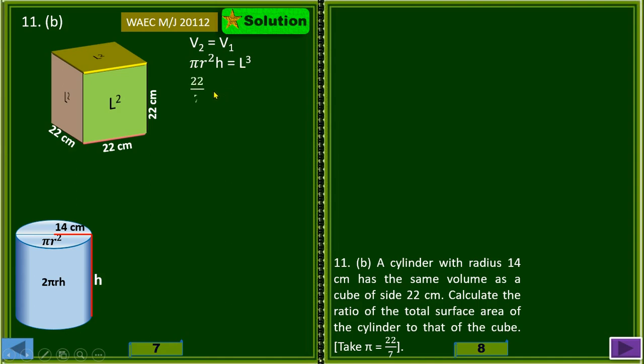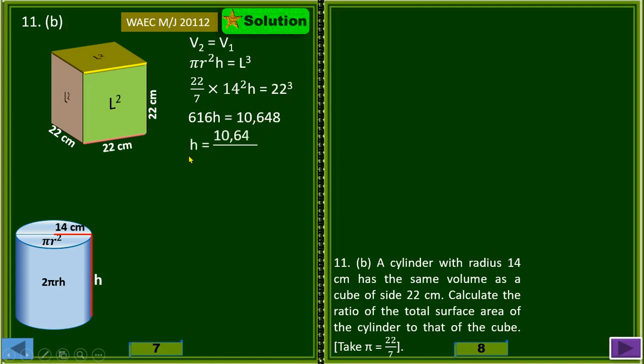So pi r squared h will be equal to L cubed. Now we substitute the value of pi, 22 over 7, and the radius 14. The height is not given, so that's what we are looking for. It's equal to the length of each side of the cube, 22, raised to power 3. Using a calculator, we can square this, multiply by 22, and divide by 7. You are going to have 616h. Then using a calculator, we find 22 times 22 times 22, and that will give us this.